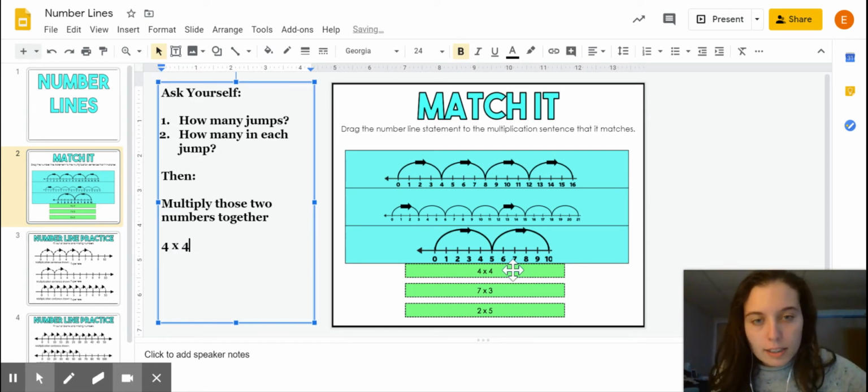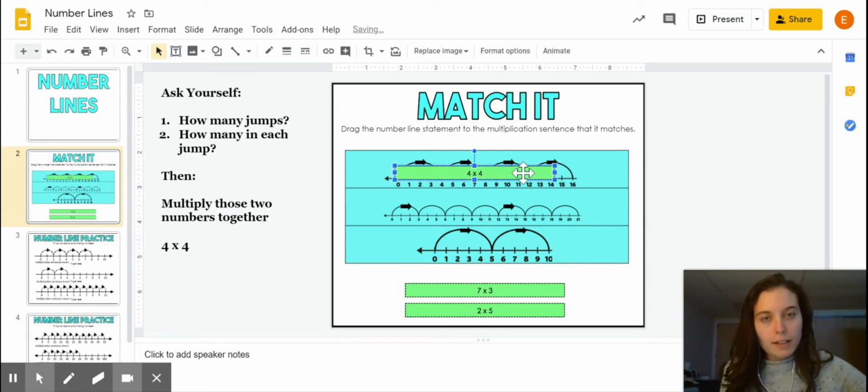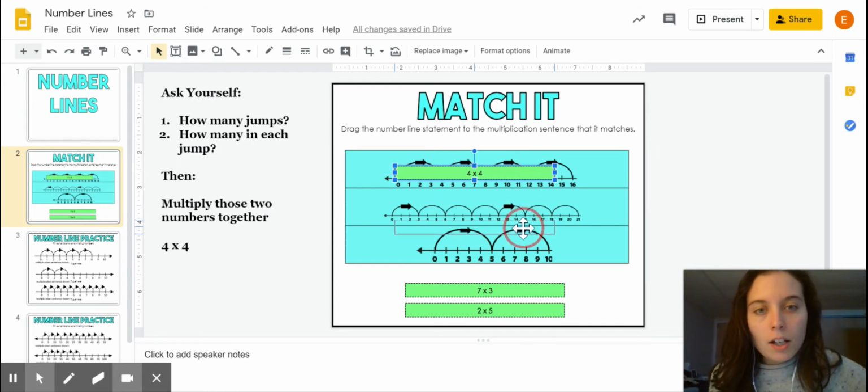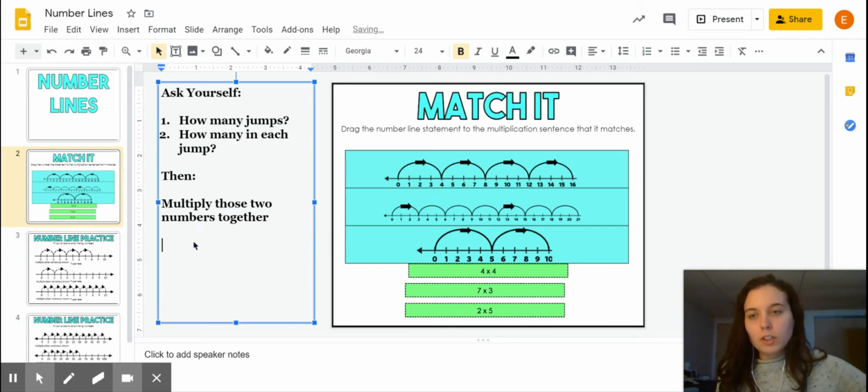Is that an option? Yes. So you're going to drag 4 times 4 onto the correct number line. That's the number line that 4 times 4 represents because there are 4 jumps and 4 numbers in each jump. Okay, I'm going to put it back so that you can have a chance to do it yourself. And we are going to move on to the next slide.